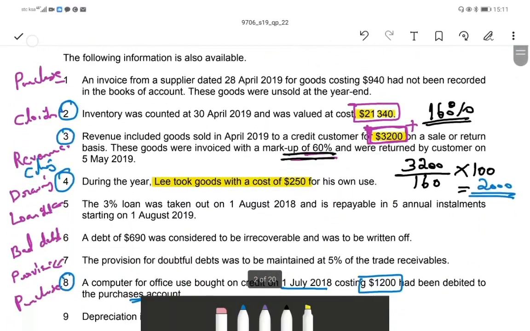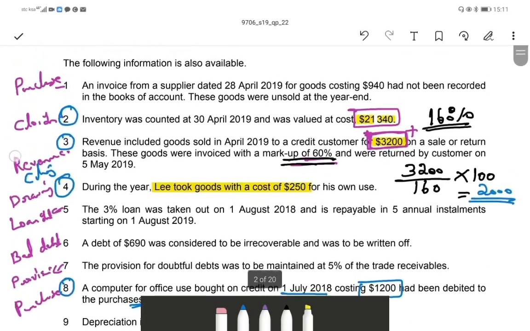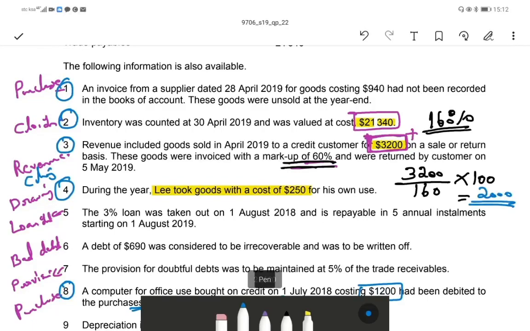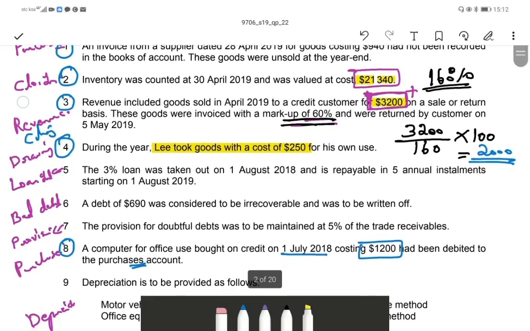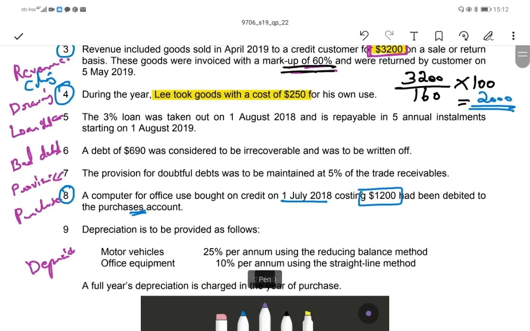Here there is no other income, but in the adjustment, purchase, we are already done with the purchase. And closing inventory, revenue, drawings, loan interest, bad debt, provision. Here we can see the seventh adjustment, provision for doubtful debts. Provisions we have to check, that is increasing or decreasing. If it's increasing, we put it under the head of expense, while if it is decreasing, we put it under the head of income. So we have to check the provision for doubtful debts.